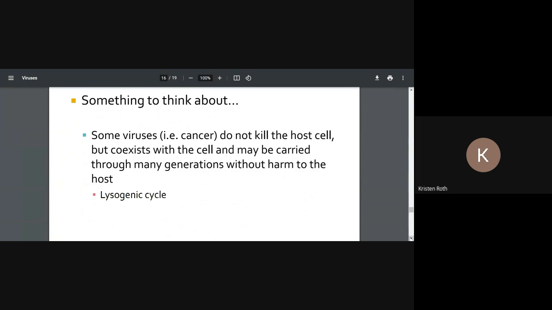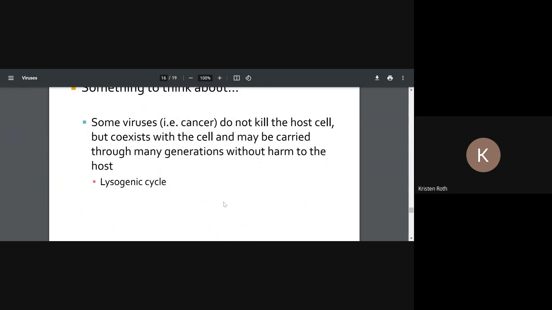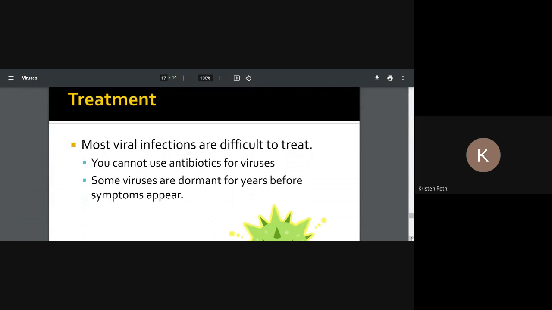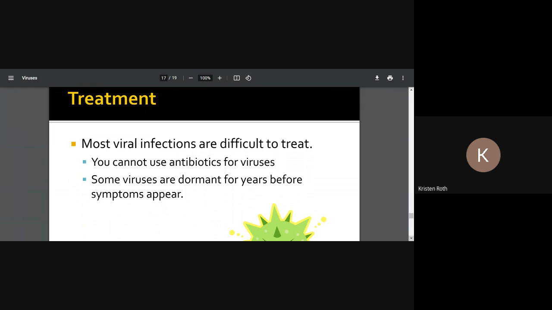Some viruses, such as those that cause cancer, do not kill the host cell but coexist with the cell and may be carried through many generations without harm to the host, which is your lysogenic cycle. Now, treatment of viral infections. Most viral infections are difficult to treat. You cannot use antibiotics for viruses. Antibiotics are not used for viruses.